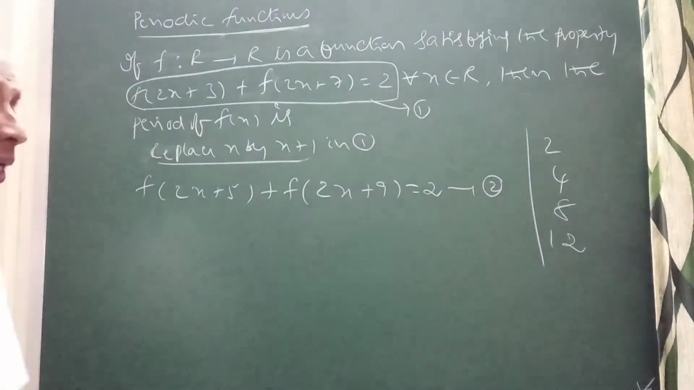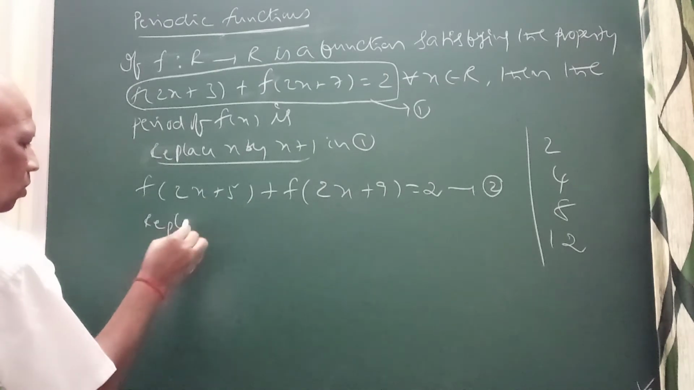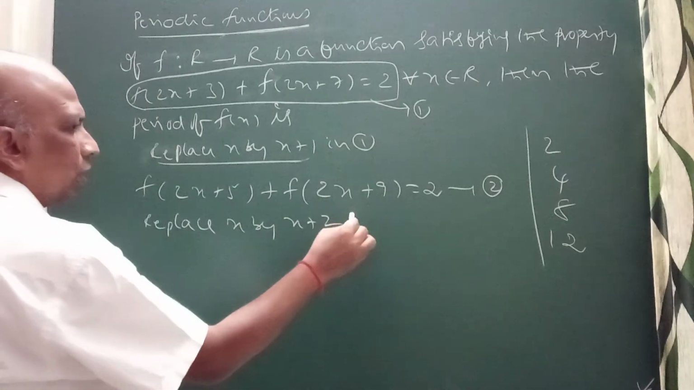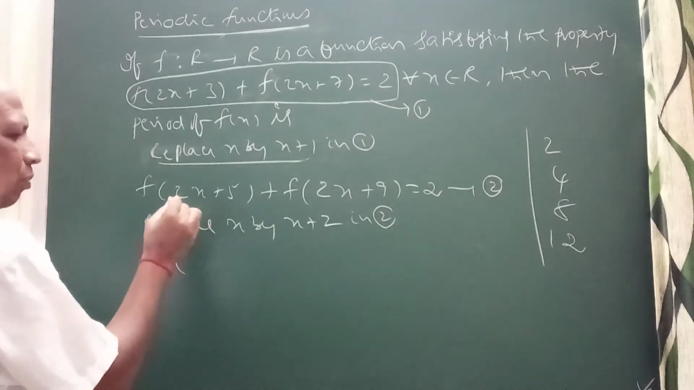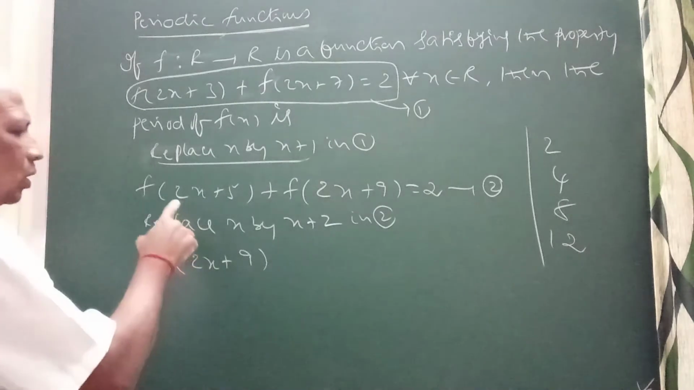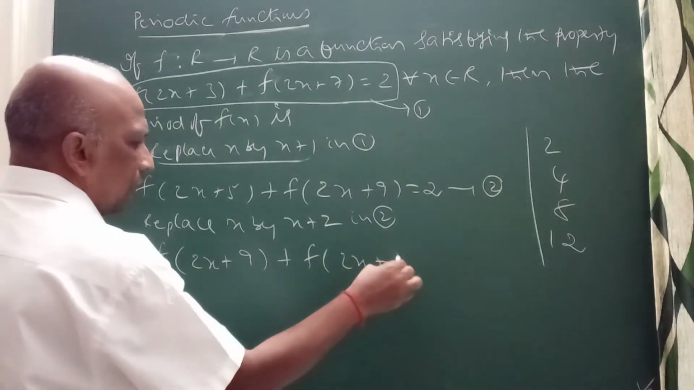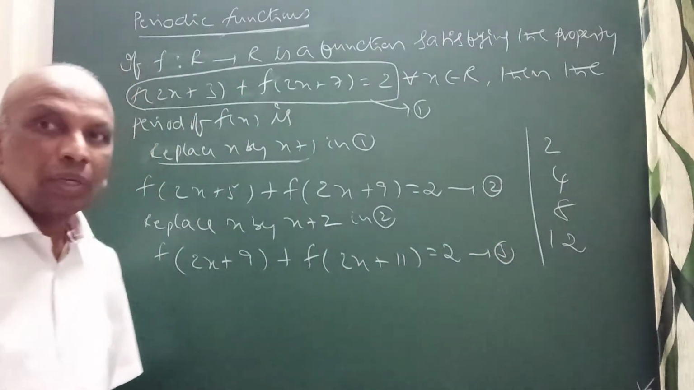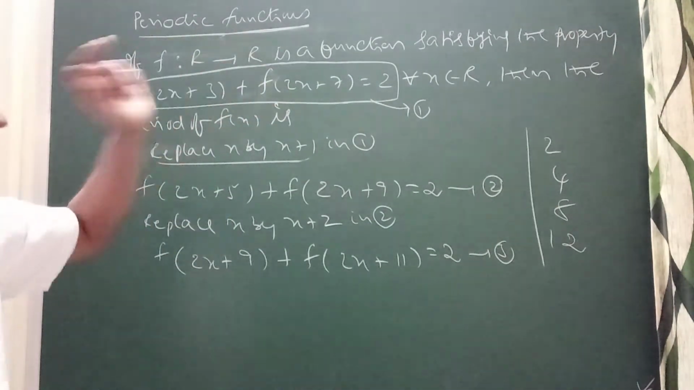You can observe here. Now again, replace x with x plus 2. If you replace x by x plus 2, you will get f of 2x plus 11, which is equal to 2. This is the third equation. Now, because we want a relation between the values of this and this, I want a relation.